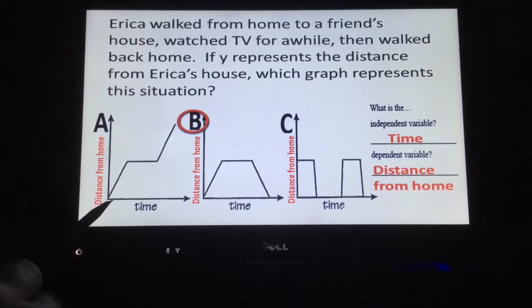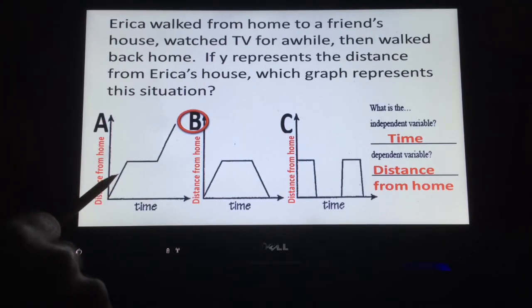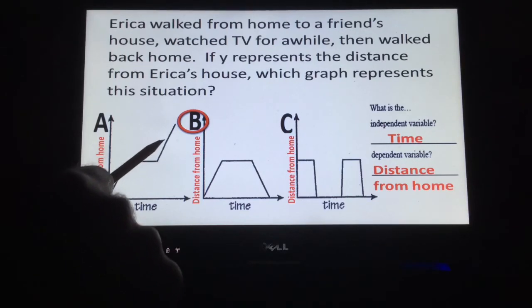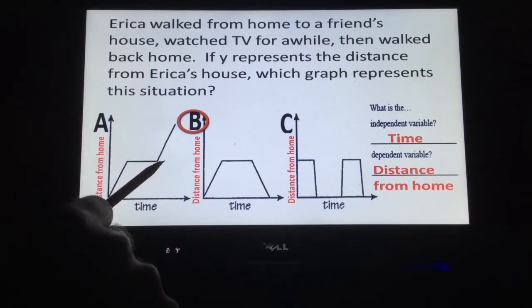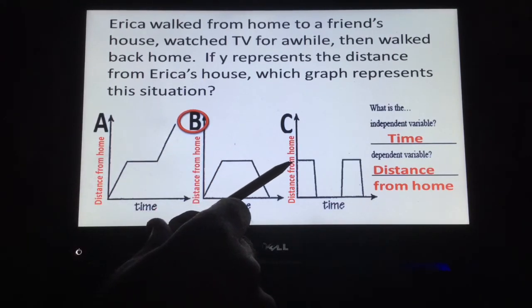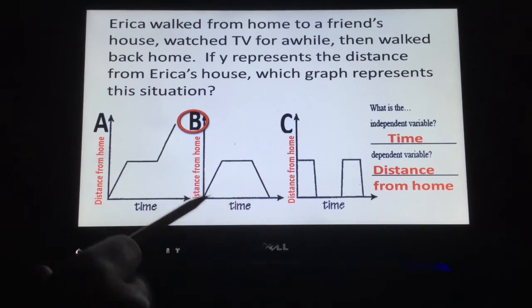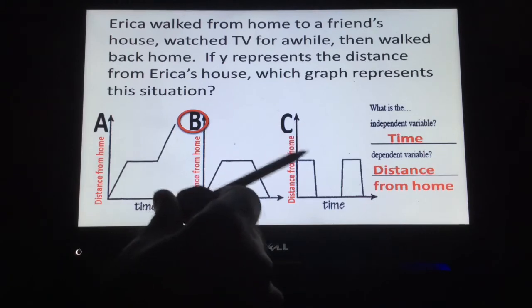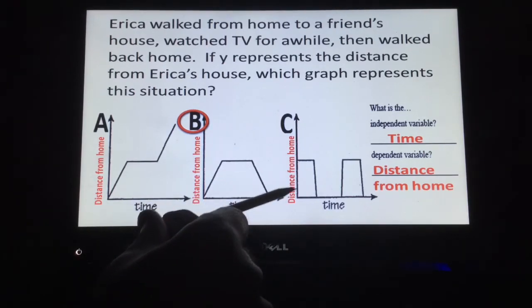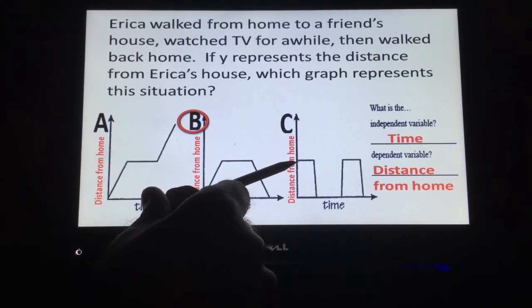Now this graph over here started out okay because she walked away from her house, then she stayed there. But now this is representing that she keeps walking away from her house. Now if she's walking back home, the distance should be decreasing, not increasing. And right off the bat, this one's wrong, because since she started at home, the distance between her and her house should be 0. Over here, it's saying that she's not at home, because the distance between her and her house is quite a bit. So that's why this one was wrong.